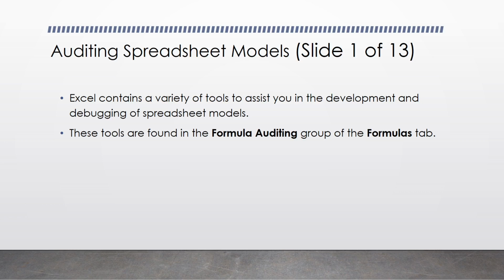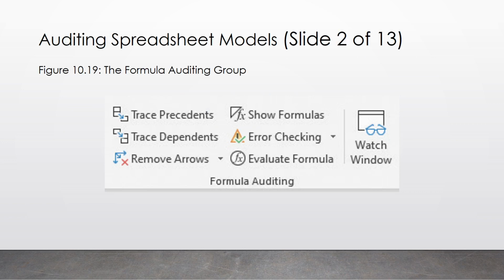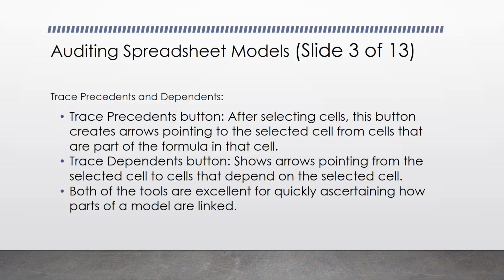So we can find the auditing tool under the Formulas tab, under the group of Formula Auditing, and it will display the options for the formula auditing. So we have here Trace Dependents, Trace Precedents, Remove Arrows, Show Formulas, Error Checking and Evaluate Formula, and lastly is the Watch Window.